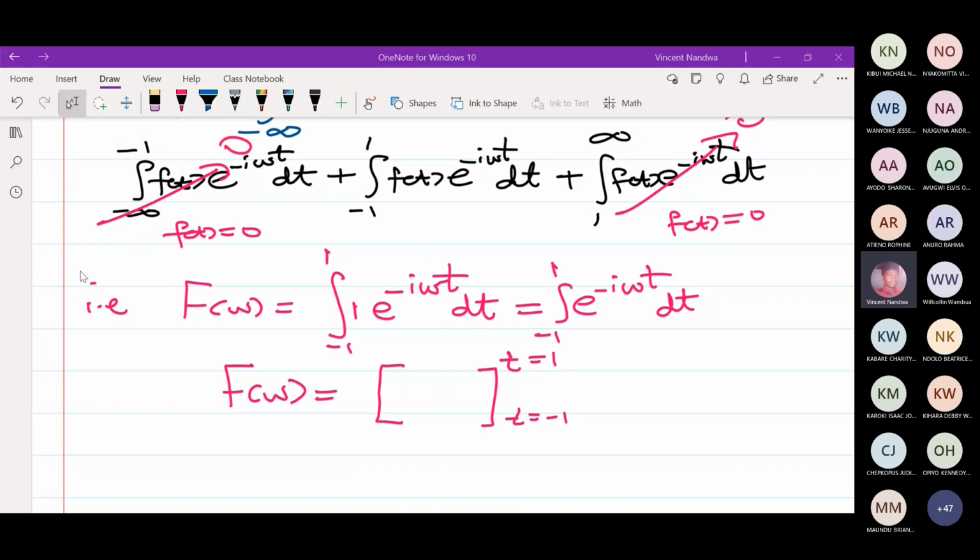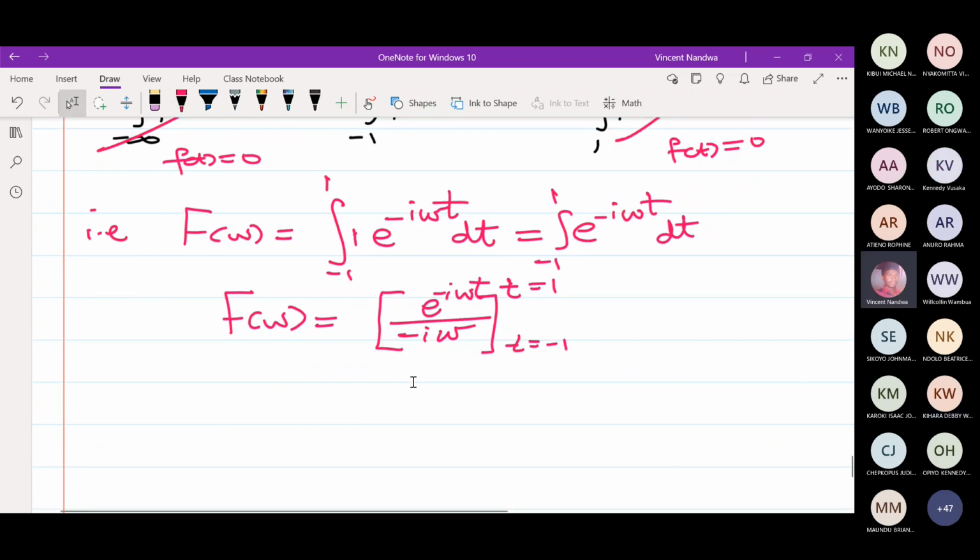What's the answer from your end? Okay, e raised power negative I omega t over negative I omega. Correct. So we can always factor out the minus 1 over I omega.